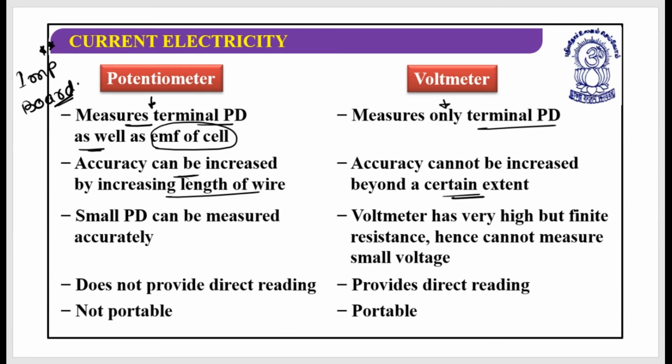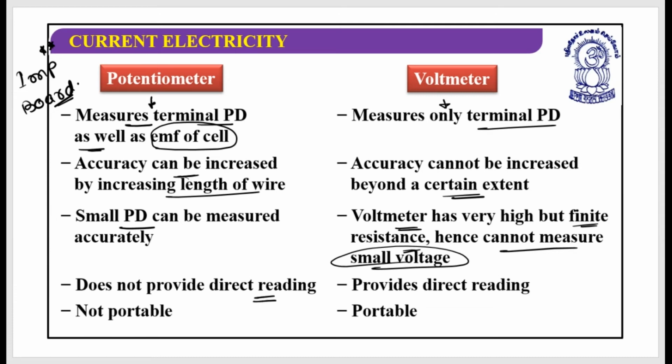Beyond a certain extent, the accuracy of a voltmeter cannot be increased. Here, a small potential difference can be measured accurately. This voltmeter has a very high but finite resistance, hence it cannot measure very small voltages.